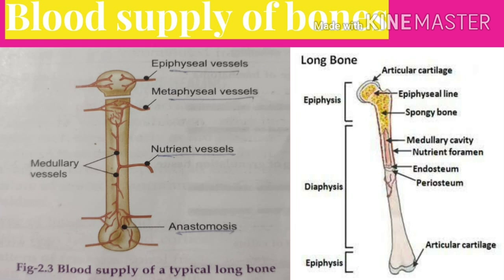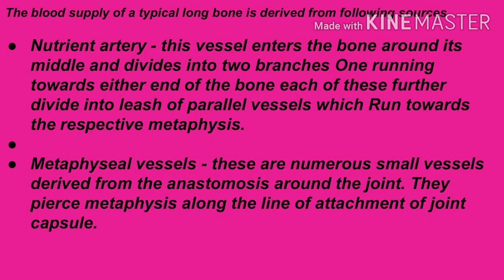Now there is the periosteal vessel. You already know the periosteum is the outer covering of the bone. The periosteum has a rich blood supply from which many little vessels enter the bone to supply roughly the outer third of the cortex of adult bone. And you can look at the picture.